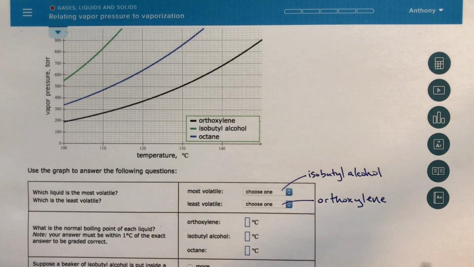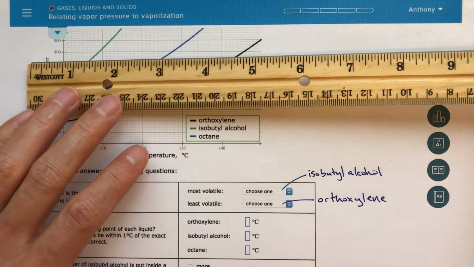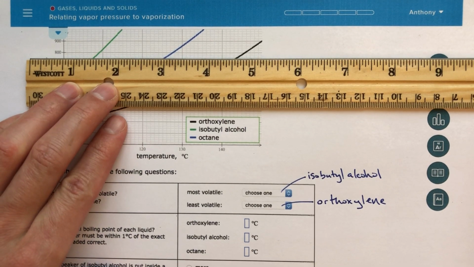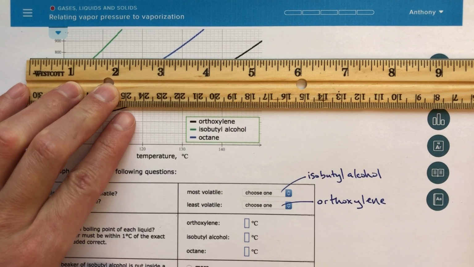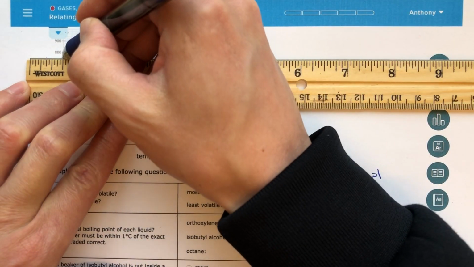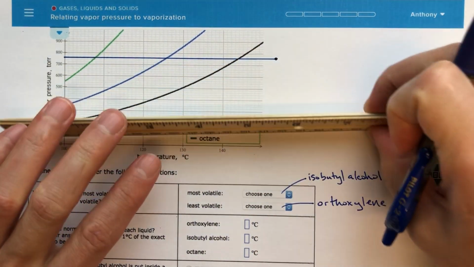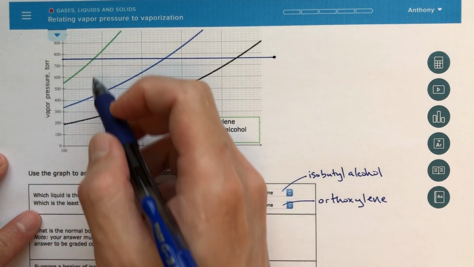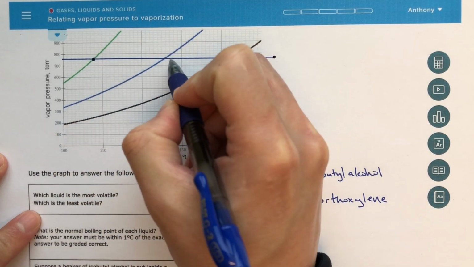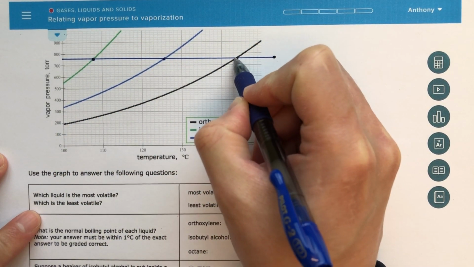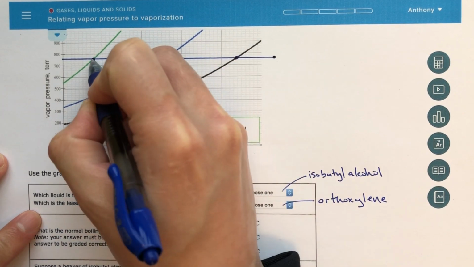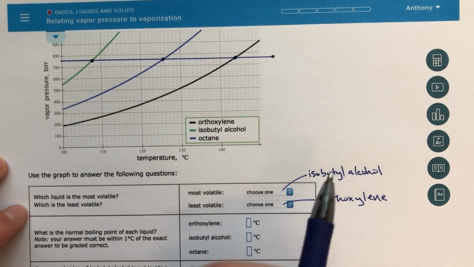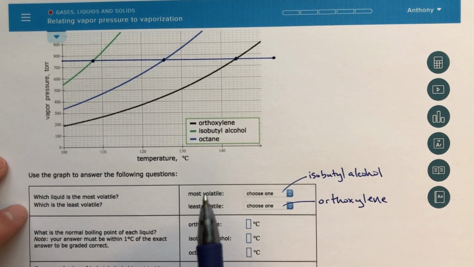What is the normal boiling point of each liquid? The normal boiling point is the boiling point at sea level. When the vapor pressure is equal to the atmospheric pressure, that's where the boiling point is. The atmospheric pressure at sea level is 760 millimeters of mercury, or 760 torr. So the temperature where these lines intersect with 760 torr is what the normal boiling point is. That's where we see it boil.